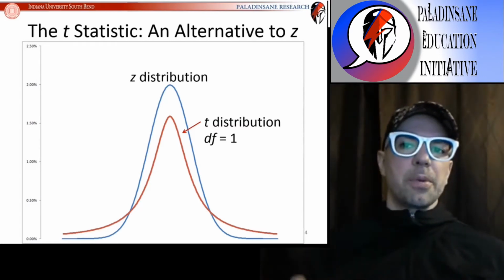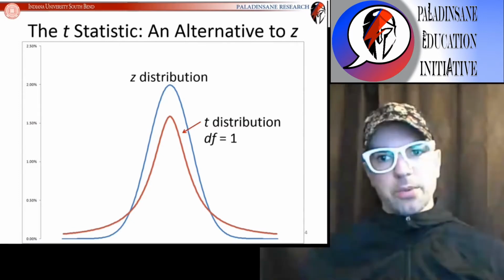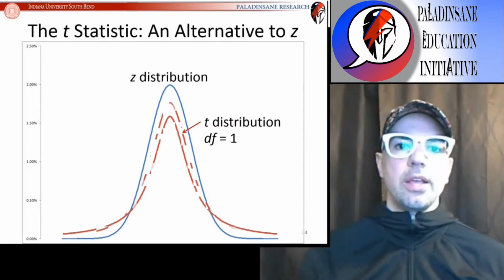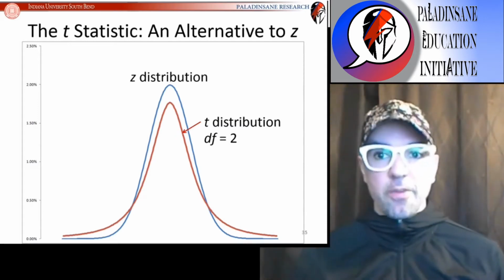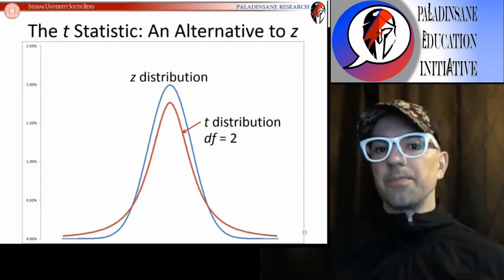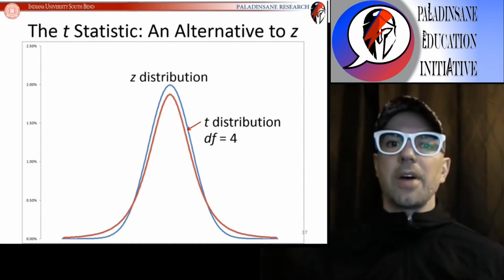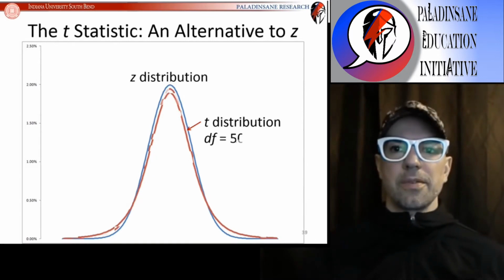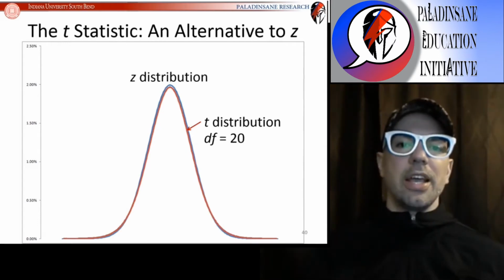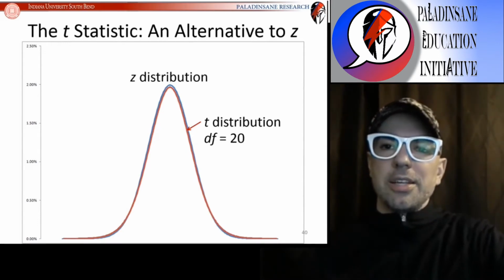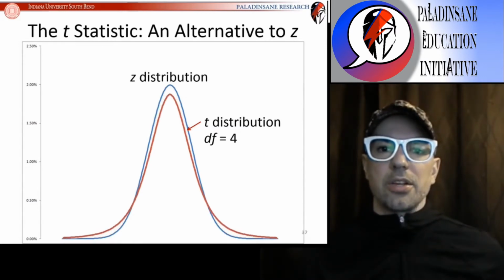When we go up to a sample size of 3, so that we have 2 degrees of freedom, remember 3 minus 1 equals 2, we see that the t-distribution has changed. And when we increase the sample size again to 4, so that we have 3 degrees of freedom, it changes again. And it'll change for 4 degrees of freedom, and 5, and 10. Notice that as the degrees of freedom get larger and larger, it looks more and more like a z-distribution. So a t-distribution's shape depends upon the degrees of freedom.